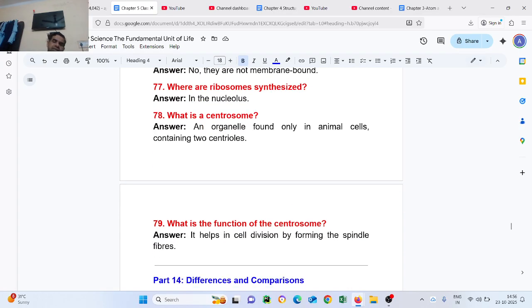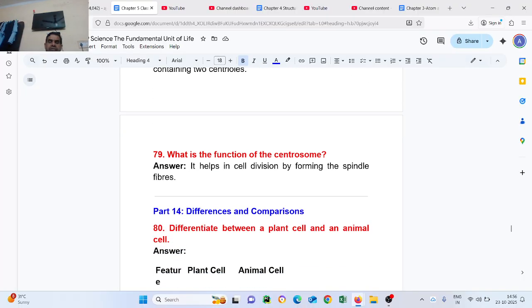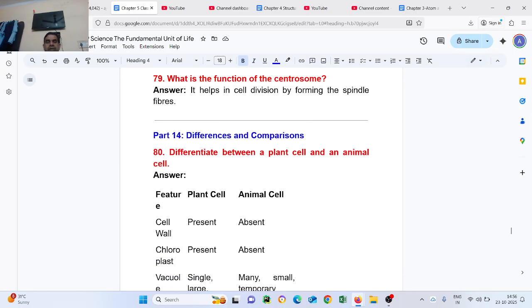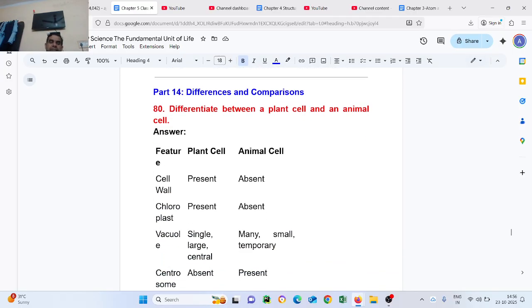What is the function of the centrosomes? It helps in cell division by forming the spindle fibers. Question number 14. Difference and comparison. Now, question number 80. Difference between plants and animals.